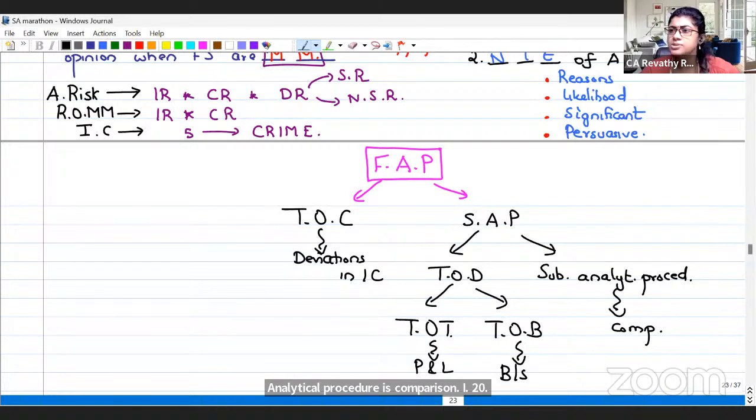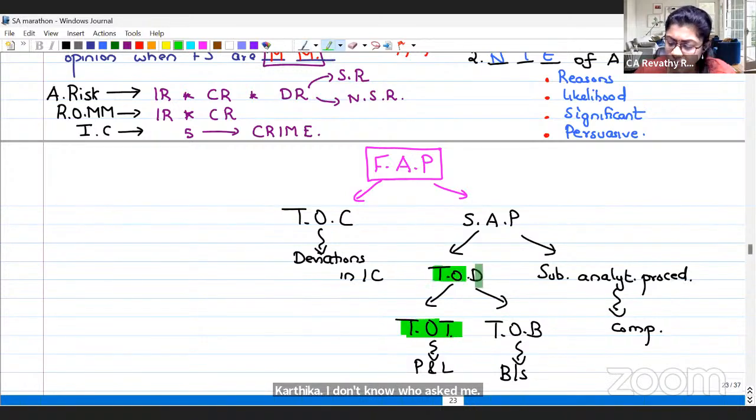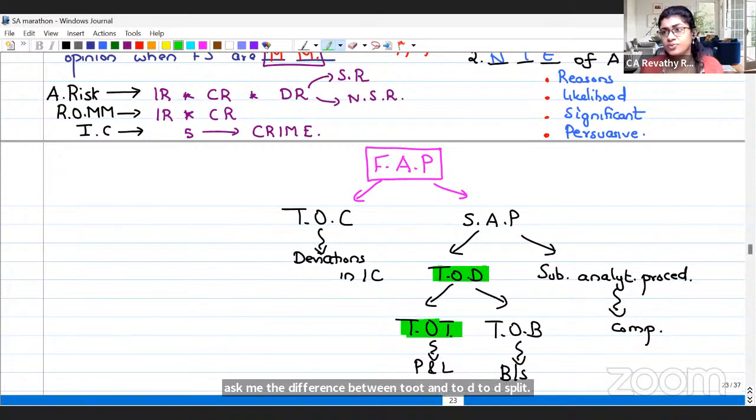Someone asked me the difference between TOT and TOD. TOD splits into TOT and TOB. If you check the P&L account item, it is test of transactions. TOT plus TOB is TOD. TOD is much wider.